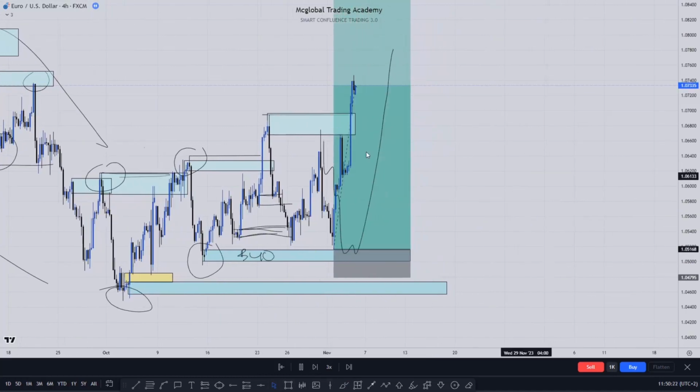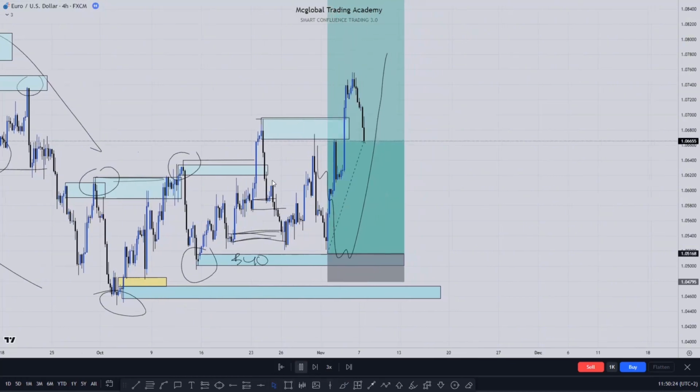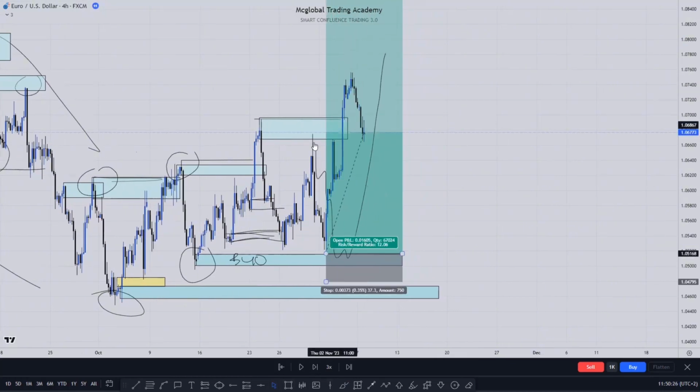You see? They broke the bearish order block up there. People are busy selling here. They sold here, they sold there.